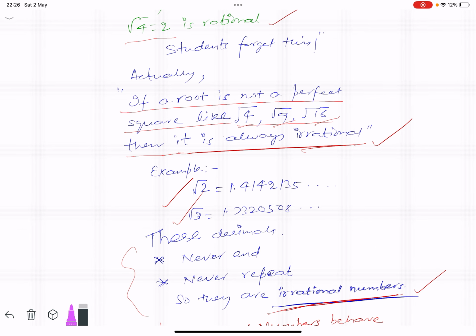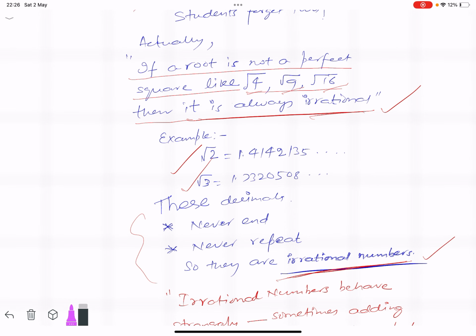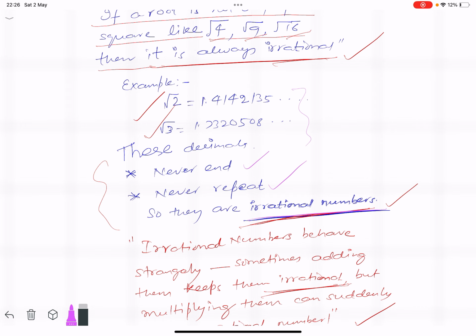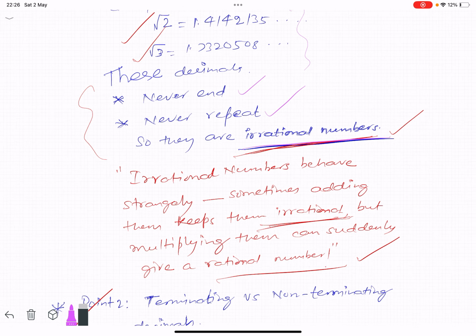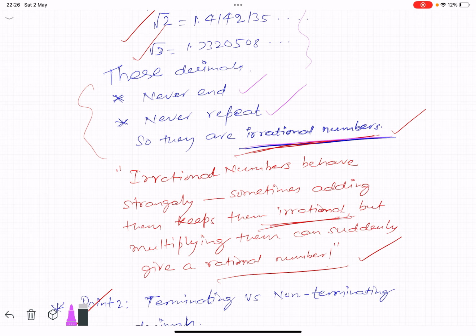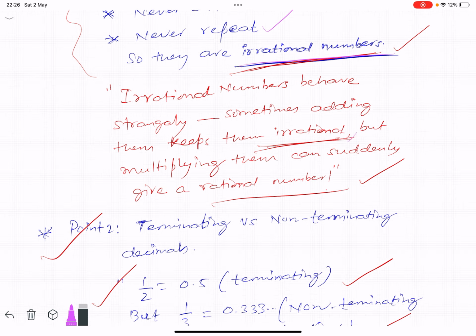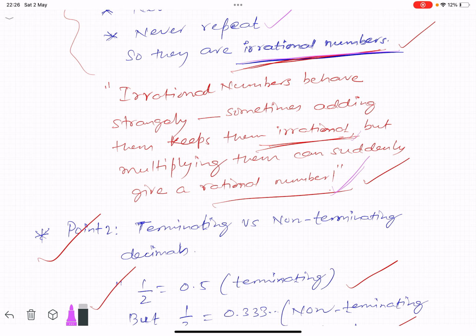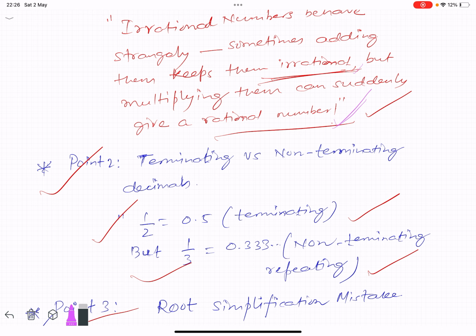Example, root 2 is equal to 1.41, root 3 is equal to 1.73205, etc. These are irrational numbers, okay? These decimals never end, never repeat. So they are irrational numbers. Irrational numbers behave strangely. Sometimes adding them keeps them irrational, but multiplying them can suddenly give a rational number. So they behave strangely.